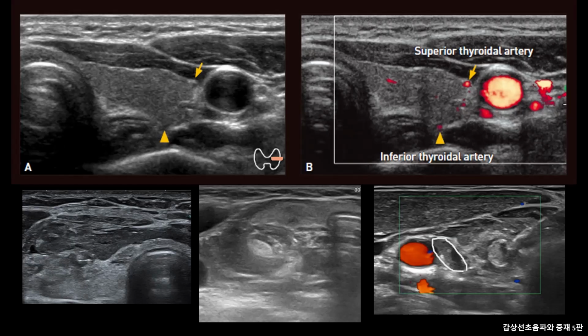Since most cases resolve without significant problems as long as we recognize the presence of bleeding and achieve adequate compression, it is important to detect whether bleeding has occurred.